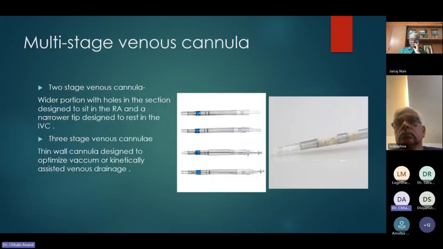Multi-stage venous cannulas. Two-stage venous cannula. It has a wider portion with holes in the section designed to sit in the RA and a narrow tip designed to rest in the IVC. Three-stage venous cannula. Thin wall cannula designed to optimize vacuum or kinetically assisted venous drainage.